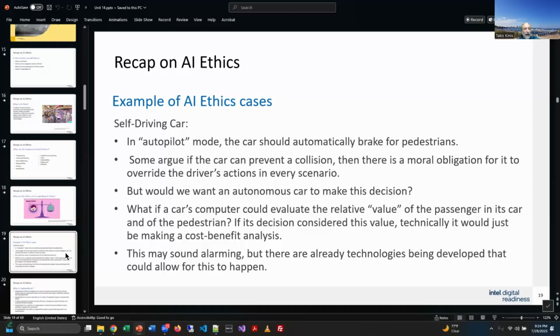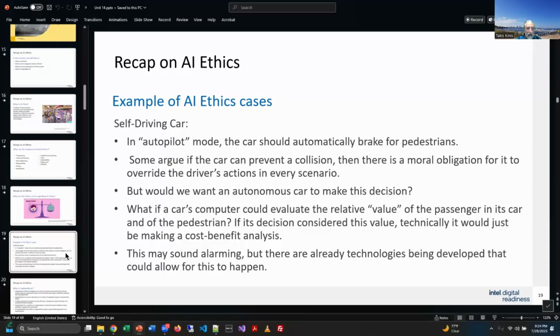All right. Autopilot mode in the car, right? Braking for pedestrians. We hope so, right? Hopefully they're not trying to rack up points, right? And so they argue if the car can prevent a collision, then there's a moral obligation for it to override the driver's actions in every scenario. Now, we see this in cars that don't have complete self-driving, like automatic braking, for example. And I don't know how many of you might happen to own a car like that.